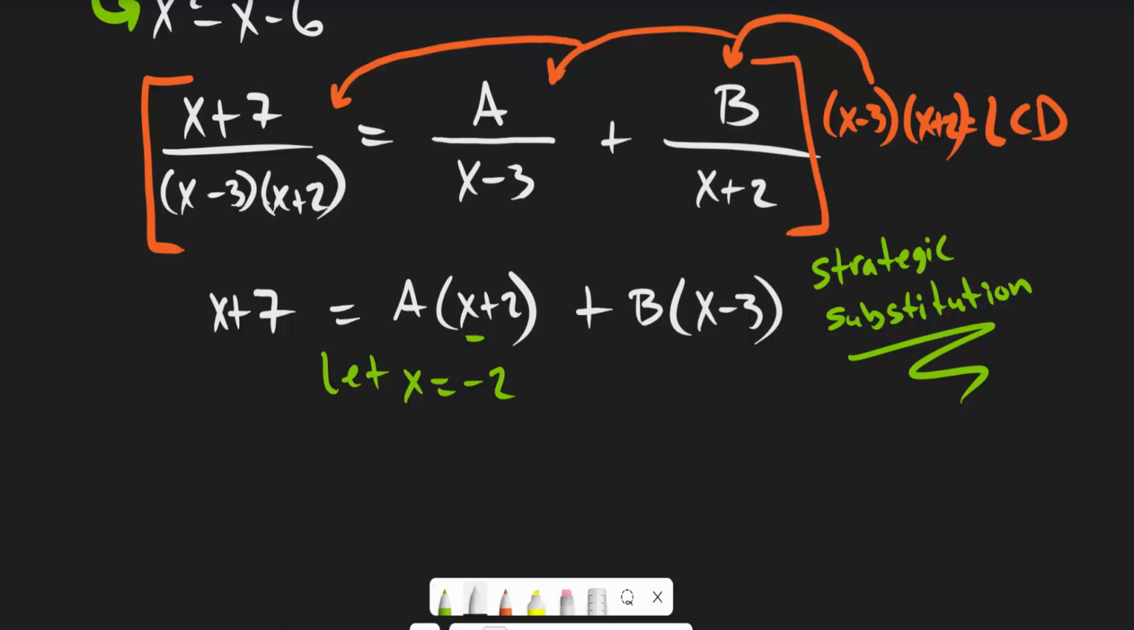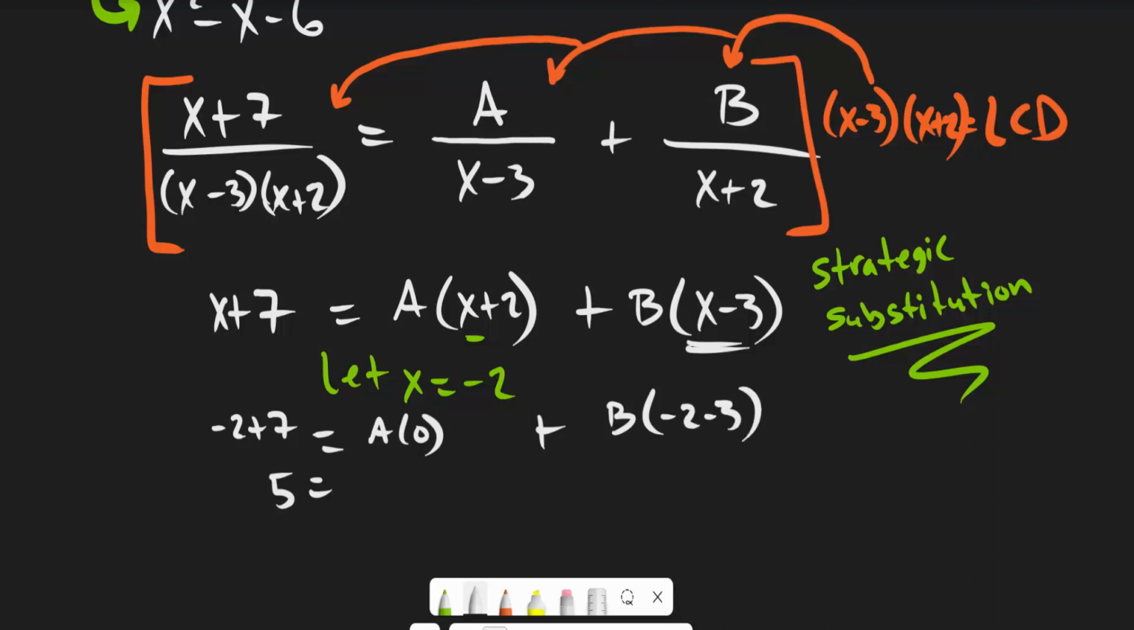So let me show you. We're going to plug in negative 2 every place you see an x. On the left-hand side, we're going to have negative 2 plus 7, which is 5. Okay, so that wasn't too bad. For this term here with the a, the negative 2 plus the 2, of course, that's 0. So a times 0 is just going to be 0, so I'm not even going to write it anymore. And then when I plug it in over here, I'm going to have the b and then the negative 2 minus 3. So those two are negative 5, and times the b is going to be minus 5b.